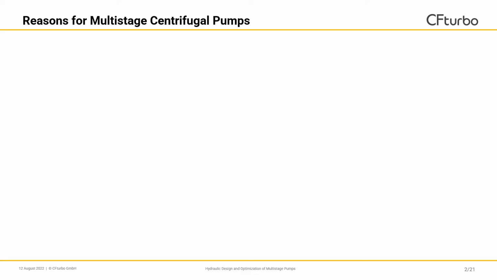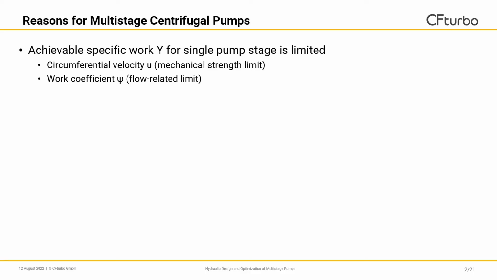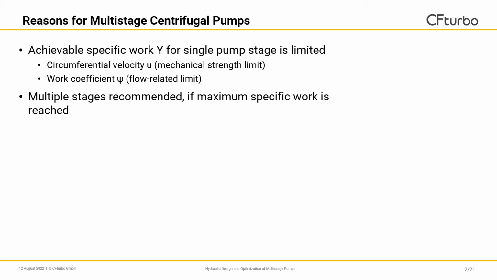So what are the reasons for using multistage pumps? The achievable specific work Y for a single pump stage is limited. This can be due to mechanical strength limits, like the circumferential velocity U of the impeller, or due to flow-related limits, like the wear coefficient psi, where the performance drops off quickly outside of the recommended range. If the maximum specific work of a single pump stage is reached, it is recommended to use multiple pump stages.